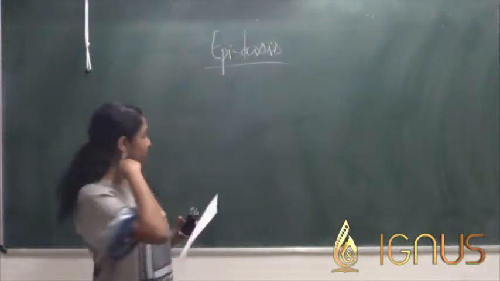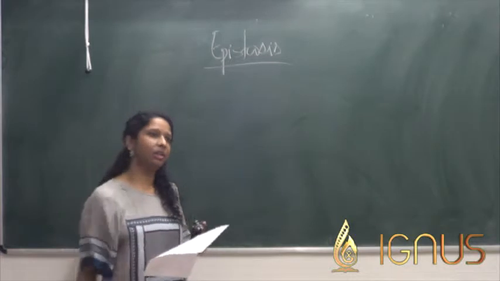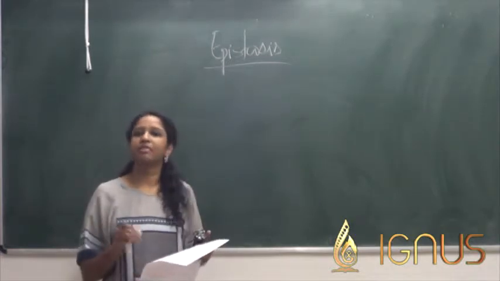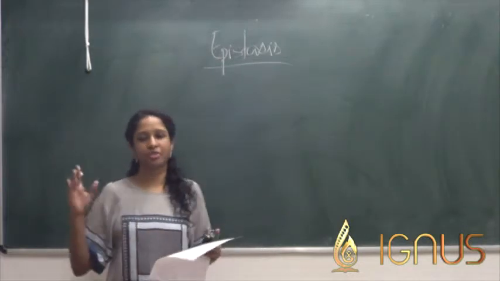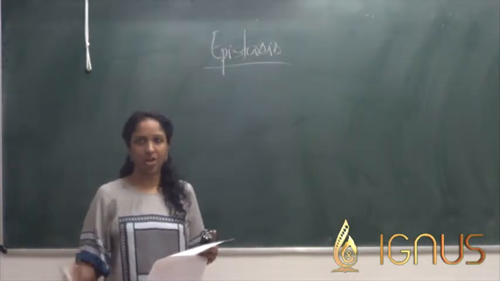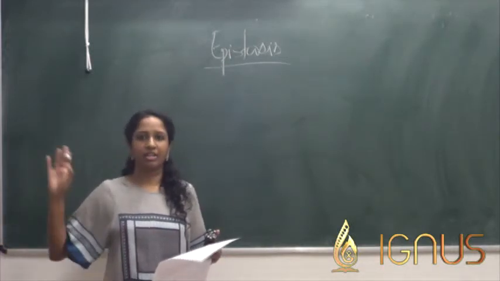So the next topic that we'll be talking about is epistasis. Epistasis is when one allele which is present in one specific locus of one specific gene is going to stop the phenotypic expression of another allele which is present in another gene in another locus.